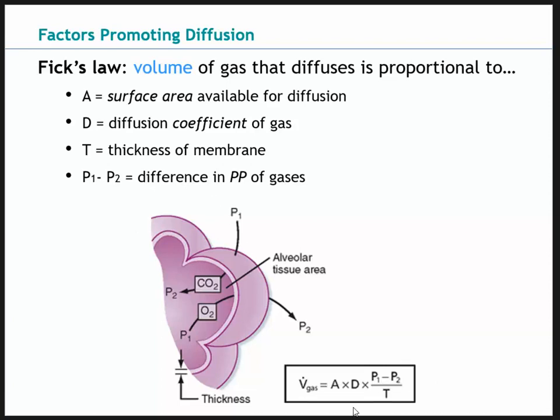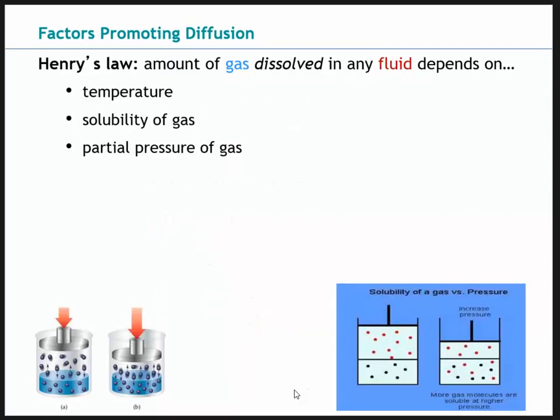So we would do this calculation for both oxygen and CO2. For CO2, we would take the pressure on the outside versus the pressure on the inside. We would do the same thing for oxygen, pressure on the inside versus pressure on the outside. And we would calculate that, and that would get us how much gas actually diffused. Last law is Henry's law.